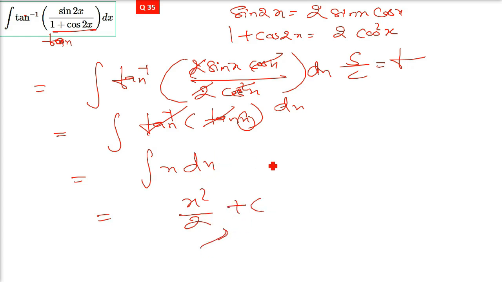The next questions which are coming also have sin inverse and cos inverse. The key will remain the same. You will need a sine inside sin inverse, and you need a cos inside cos inverse. So those questions are coming.